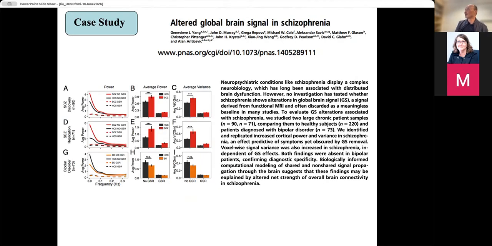The next case study is from a paper from PNAS, I believe. I forget what year this was, but from the group at Yale. What they measured was the global signal amplitude in healthy controls here, and then in the schizophrenic population here. And they found higher global signal amplitude in the schizophrenic population. They argued, with a huge computational model, that the way schizophrenic brains are organized could be modeled and would lead to a higher global signal.